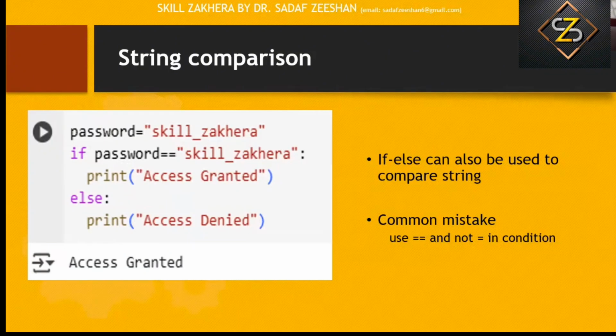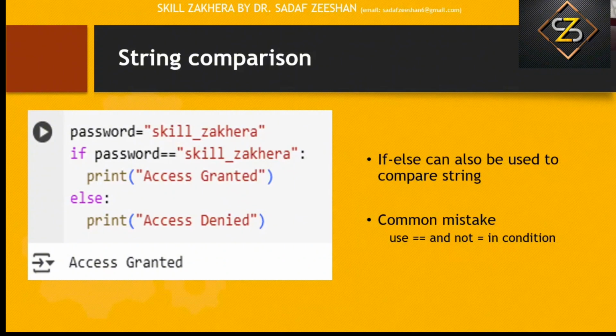So we can also compare strings. For example, I have a password, which is skill_Zakhira. If my password is equal to skill_Zakhira, that is, if my password is exactly the same as skill_Zakhira, the condition becomes true, and then we are going to print access granted. Else, we are going to print access denied. Since I have written the password equal to skill_Zakhira, this condition is true, so access will be granted.